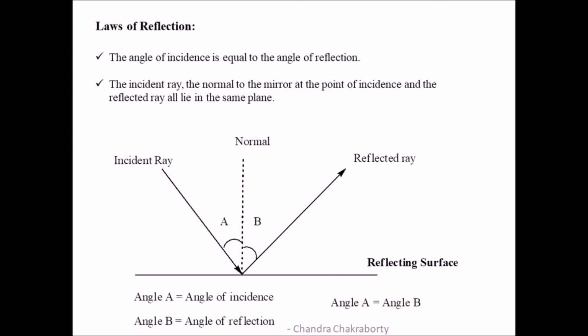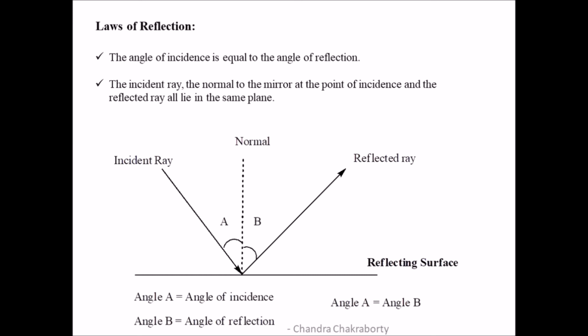Now, every phenomenon that happens in nature is governed by some set of protocols, by some set of laws. Even the phenomenon of reflection is governed by certain laws. So there are two laws of reflection. The first law of reflection is the angle of incidence is equal to the angle of reflection. In this image, angle A represents the angle of incidence and angle B represents the angle of reflection. According to the first law of reflection, angle A is equal to angle B.